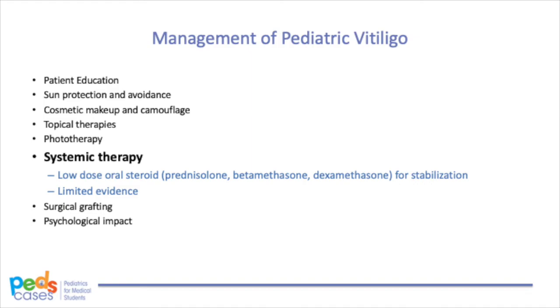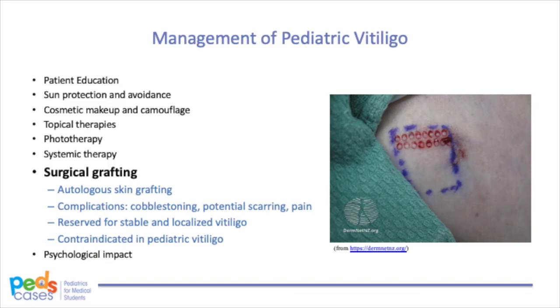Autologous skin grafting is a surgical therapy in which a skin tissue graft is transferred from an unaffected area of the body to the site of vitiligo. There are various grafting techniques, including tissue and cellular grafting. Complications include cobblestoning of the skin graft, potential scarring, and pain. Surgical grafting is typically reserved for a specific cohort of patients. A suitable candidate would be a patient with stable and localized lesions that have been resistant to other methods of therapy. It is often contraindicated in pediatric vitiligo because lesions are more likely to progress during childhood, and there's a risk associated with general anesthesia in children, which would be required for this procedure in young children.